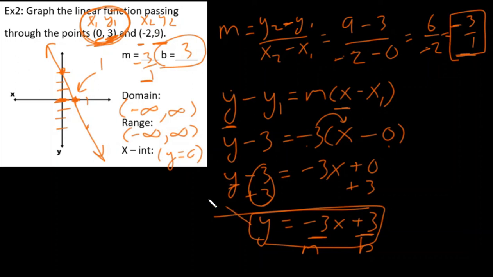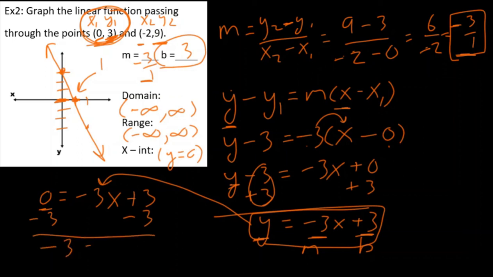So we'll take our function here. We'll say 0, because we're setting y equal to 0, is equal to negative 3x plus 3. And what's the first thing we get rid of? Well, we subtract away that constant, that plus 3, and we get negative 3 is equal to negative 3x. And remember, to get rid of a coefficient, we always divide. And so what is negative 3 divided by negative 3? Well, a negative divided by negative is a positive, and 3 divided by 3 is 1. And so the x-intercept equals 1. Well, that confirms what we see visually right there.